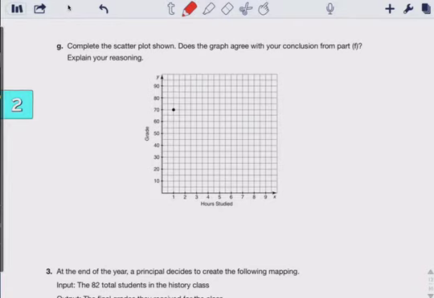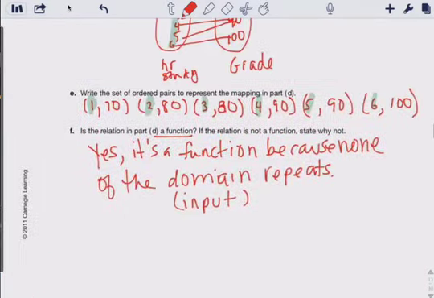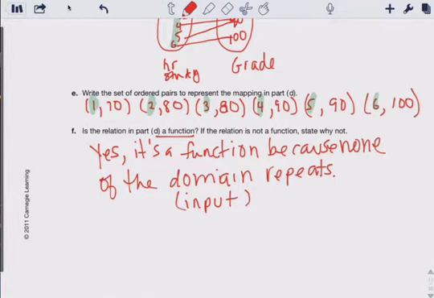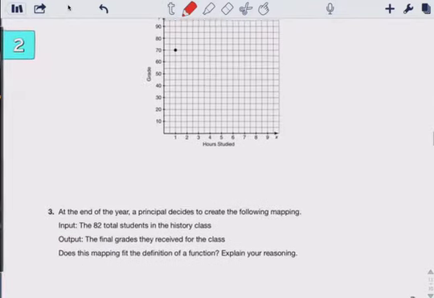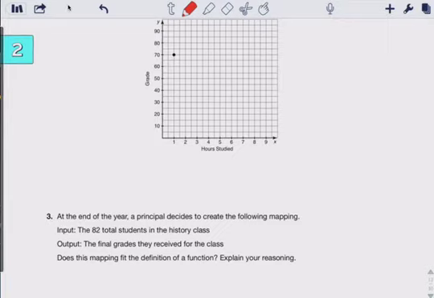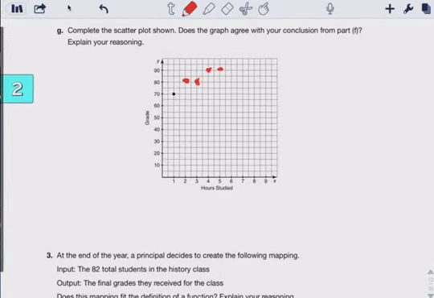Okay. Part F. So they want us to use 1, 70, 2, 80, 3, 80. Okay, 1, 70, 2, 80. No, that's not 2. 2 is right over here. Where's that? 3, 80. 4, 90. 5, 90. 6, 100.